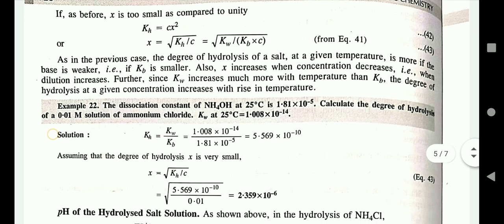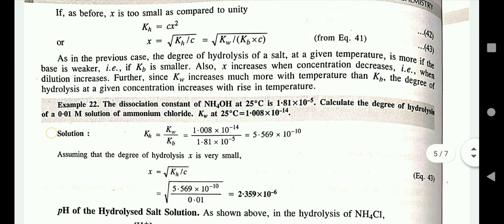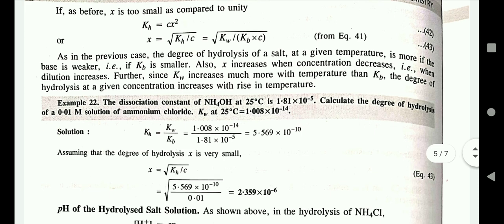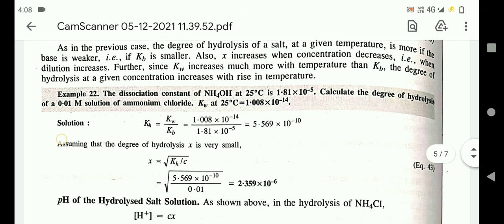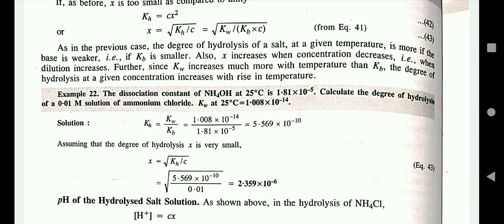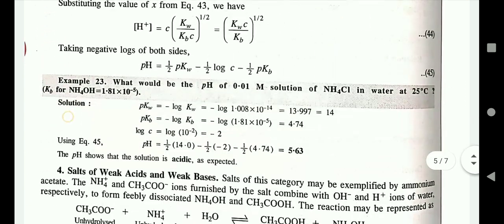As in the previous case, the degree of hydrolysis of a salt at a given temperature is more if the base is weak, that is, if Kb is smaller. And x increases when the concentration decreases, that is, when the dilution increases. Since Kw increases much more with temperature than Kb, the degree of hydrolysis at a given concentration increases with a rise in temperature.